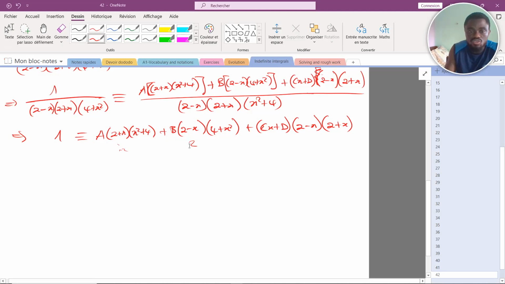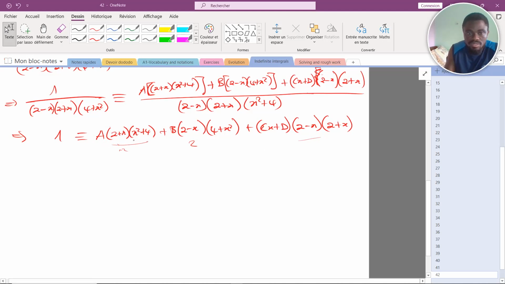That means if I substitute 2 here and 2 here, all of this becomes 0 and I will be able to find a, because there will only be the remaining part, this and this. The same thing if I'm to find b, the best thing to do is to eliminate this and this.